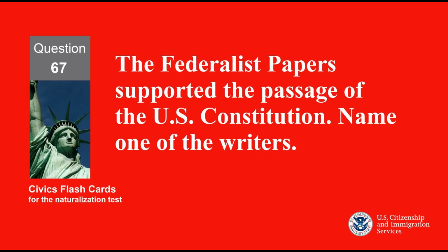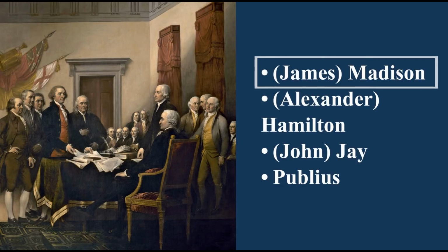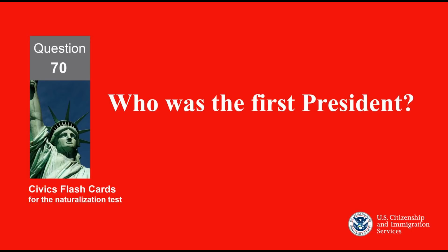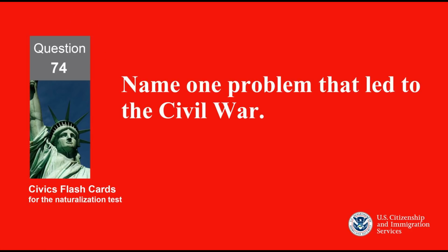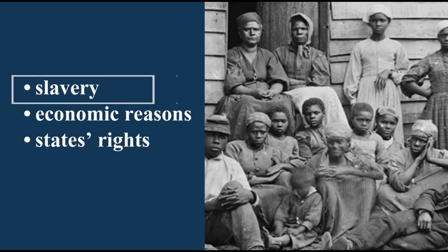The Federalist Papers supported the passage of the U.S. Constitution. Name one of the writers. James Madison. Who was the first president? George Washington. Name one problem that led to the Civil War. Slavery.